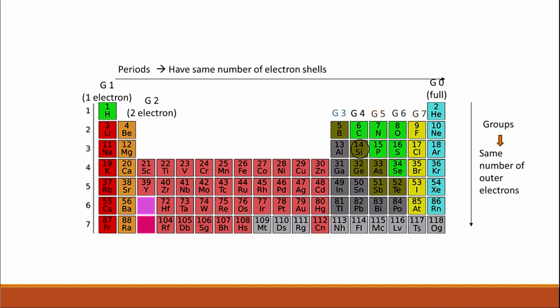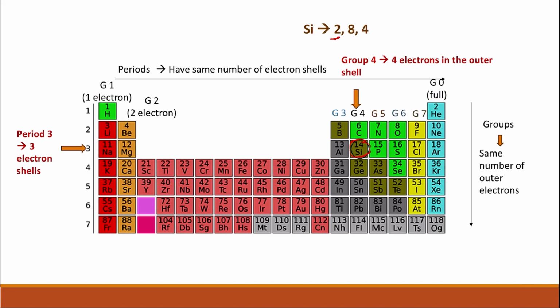So another example is silicon. Without even looking at the atomic number of silicon, based on its place in the periodic table, we can find it in period 3, which means it has 3 electron shells, and it's in group 4, which means it has 4 electrons in the outer shell. So the electronic configuration of silicon must have 3 electron shells. The first 2 will be complete, and the third one, which is the outermost shell, has 4 electrons because it's in group 4.